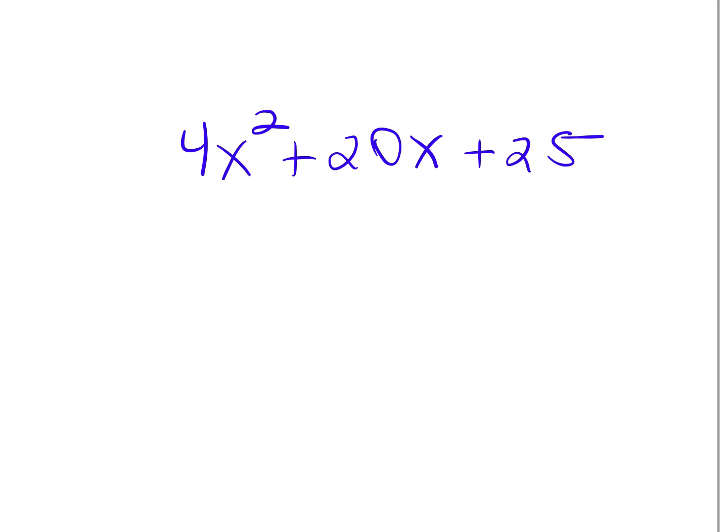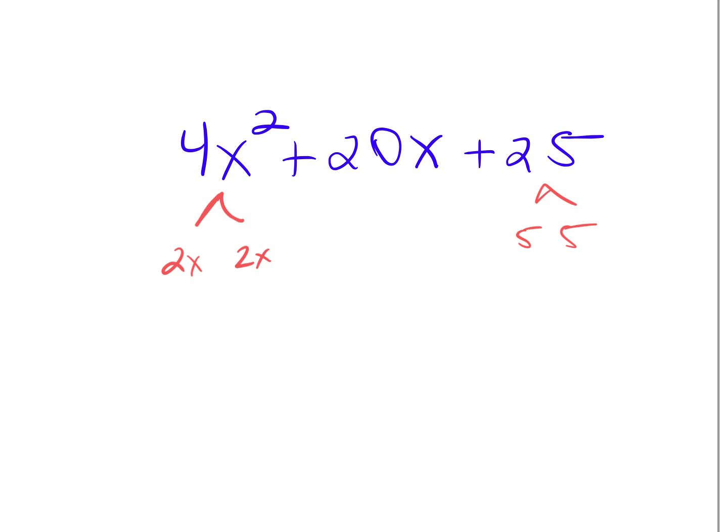No. But what do you guys notice? Anybody notice anything? 4 and 25 are what? They are perfect squares. What times what is going to give me 4x squared? 2x and 2x. Good. What times what is going to give me 25? 5 and 5.